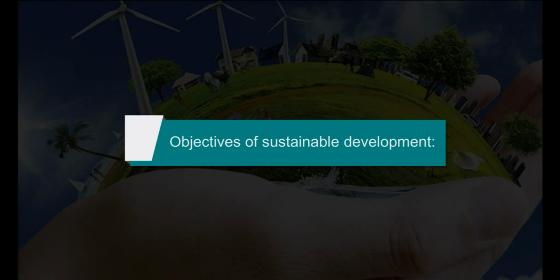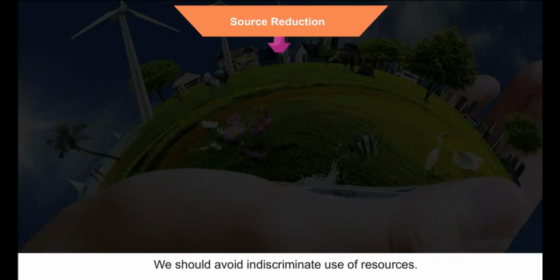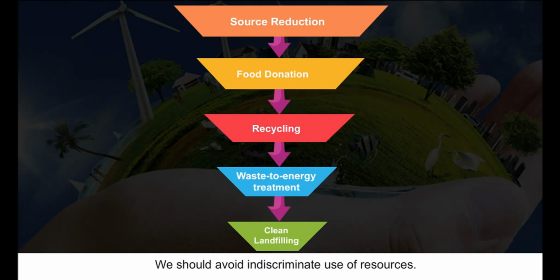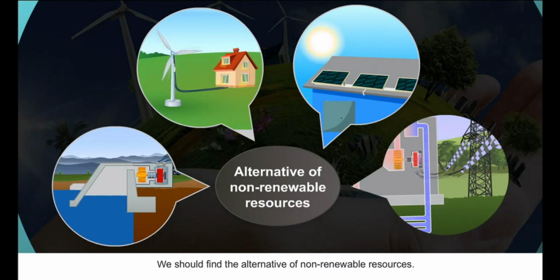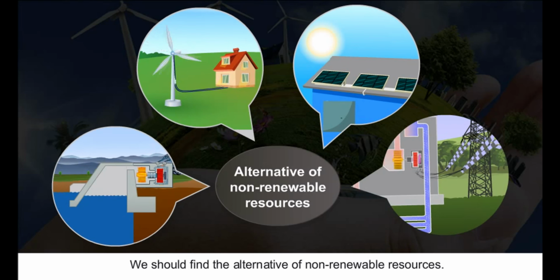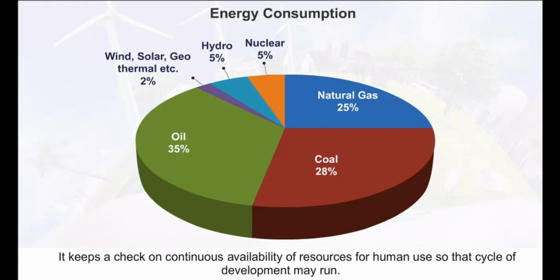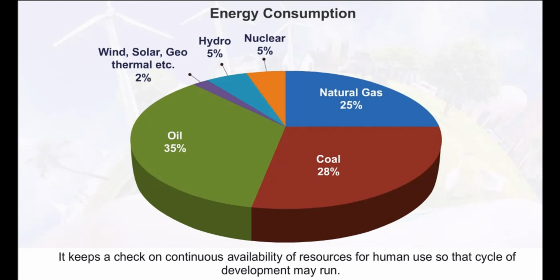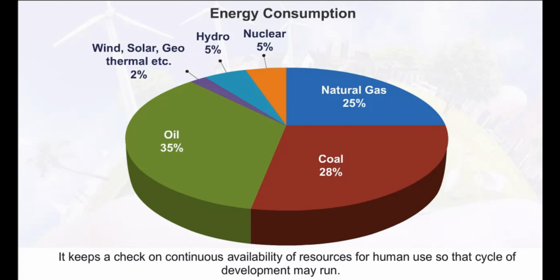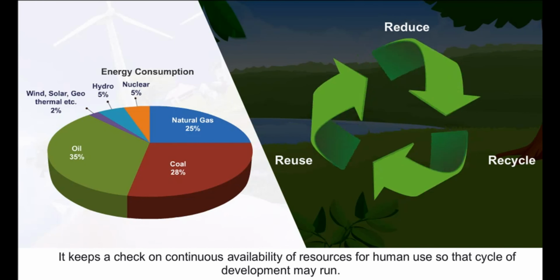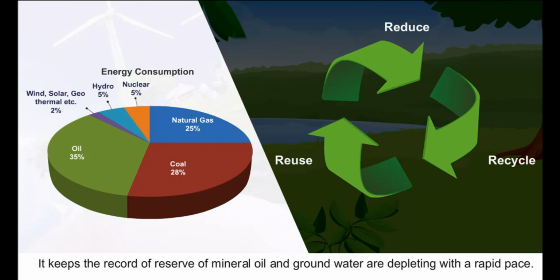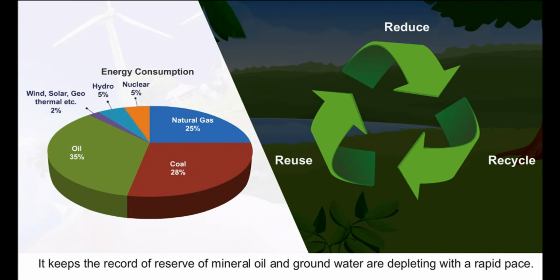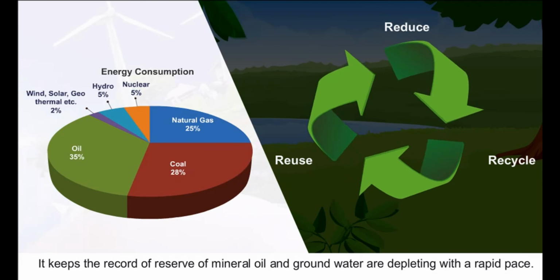Objectives of sustainable development. We should avoid indiscriminate use of resources. We should find alternatives to non-renewable resources. It is important because it keeps a check on the continuous availability of resources for human use so that the cycle of development may run. It keeps a record that reserves of mineral oil and groundwater are depleting at a rapid pace.